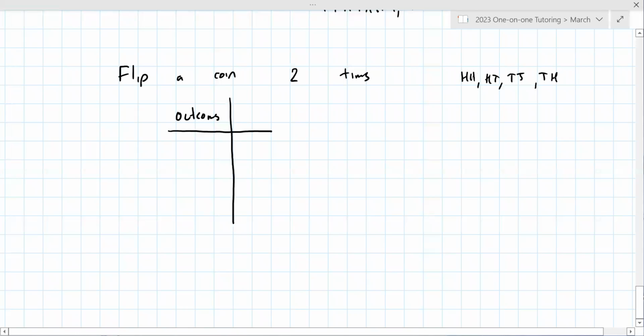Now let's do it in terms of number of heads. What is the least number of heads you could get when you flip 2 coins? The least number of heads? Yes, the least. When you flip 2 coins. Fewest number of heads that you could get. 0. Yes, you could get no heads, or you could get 1, or you could get 2.